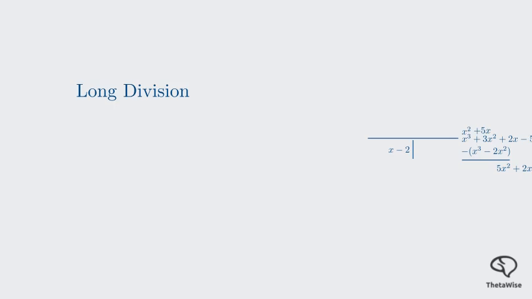Multiply 5x by x minus 2 to get 5x squared minus 10x. Subtract this. Subtracting gives 12x. Bring down the last term, negative 5. Now we have 12x minus 5.